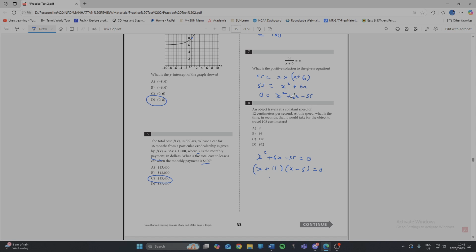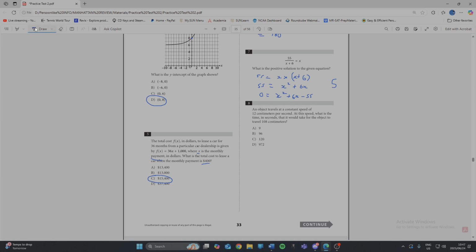And then, of course, it asks us what is the positive solution to the given equation. So either one of these two terms needs to be, sorry, not negative, I mean 0. So it could either be x is equal to negative 11, which would make this part 0, or x is equal to 5, which would make this part 0. They're asking for the positive solution, and of course the positive one would be 5. So 5 is our answer. Let me just erase this.